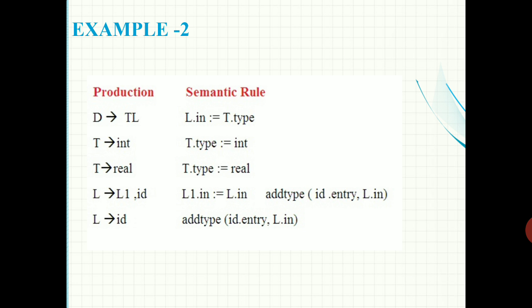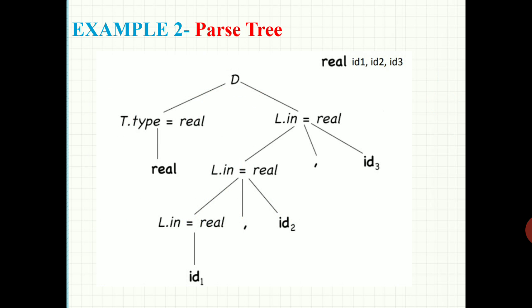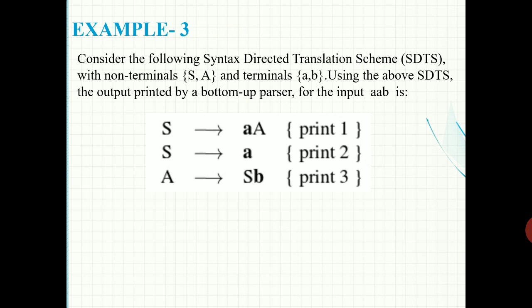That is type. It is mainly used for type checking. Then come to the next example. Consider the following syntax-directed translation scheme with the non-terminals S and A and the terminals a and b. Using the above SDT, the output printed by the bottom-up parser for the input aab is.